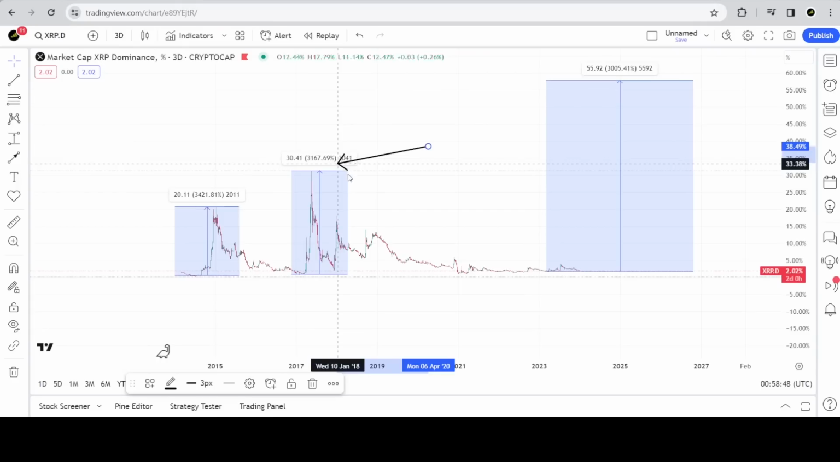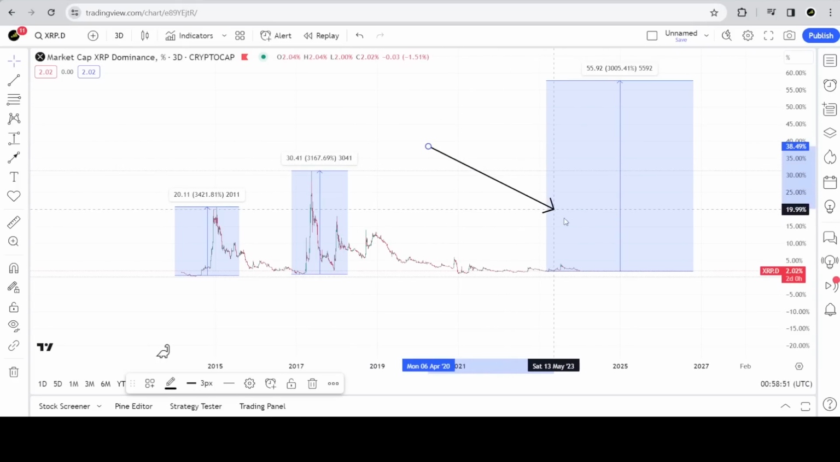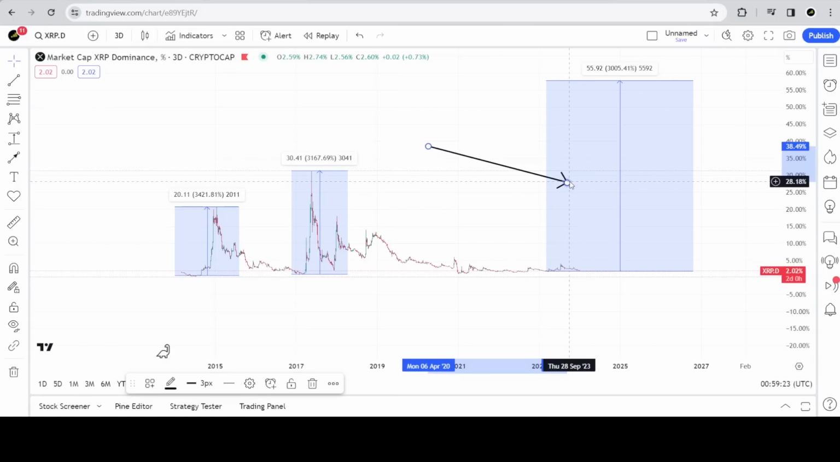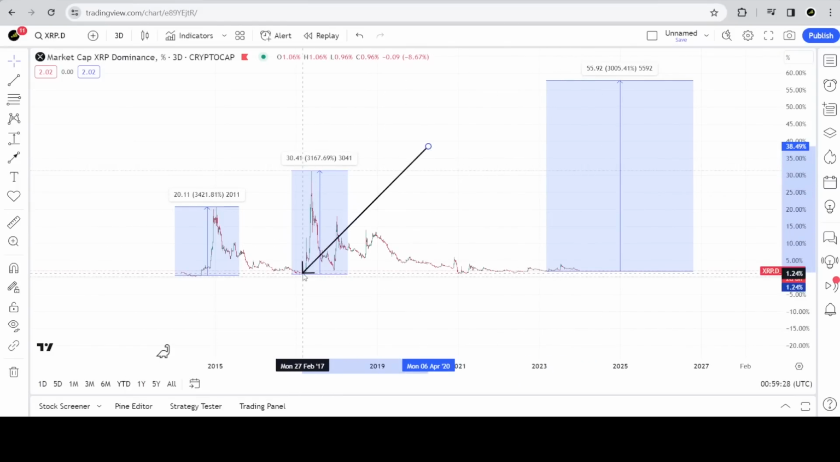Again, this one is over 3,000%. So if we have something similar in kind, this would be a very, very, very large move up that would literally just suck money from the cryptocurrency market. This XRP would become a black hole that sucked in money from all over the cryptocurrency universe.